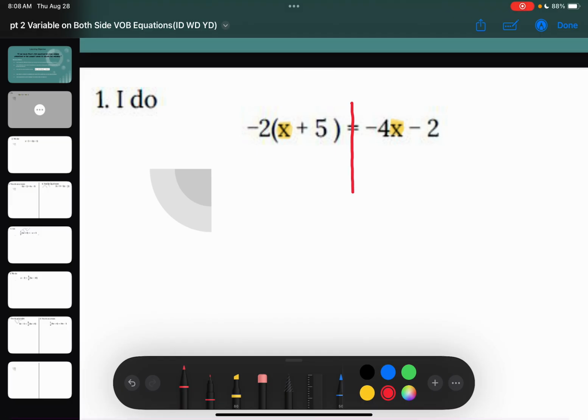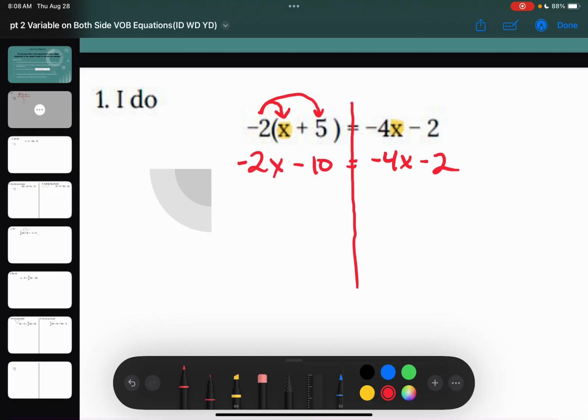So first thing we would do here is draw our line. And really the first thing is to get rid of our parentheses. So we're going to distribute our -2 through our parentheses and rewrite. So I've got -2x minus 10 equals -4x minus 2. Again, we didn't have to do anything to the right side, so we just left that alone, but we carefully distributed on the left side.